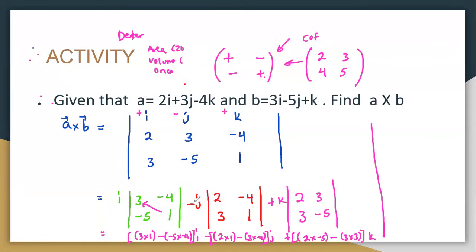So from there, I'll have 3 times 1, which gives you 3, minus negative 5 times negative 4, which is 20. So 3 minus 20 gives us negative 17. So here I end up with negative 17i.